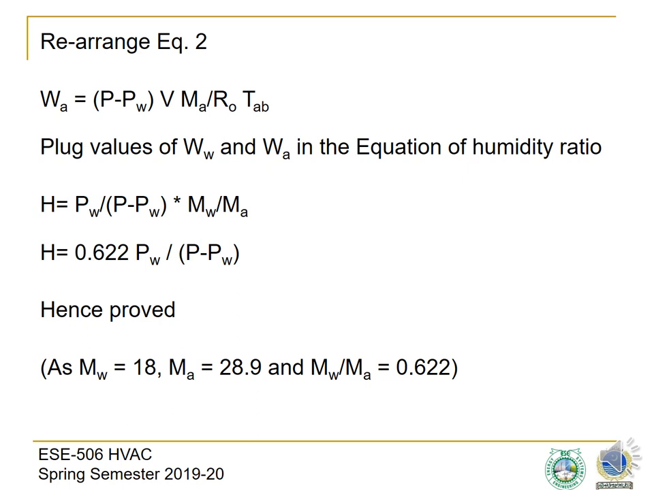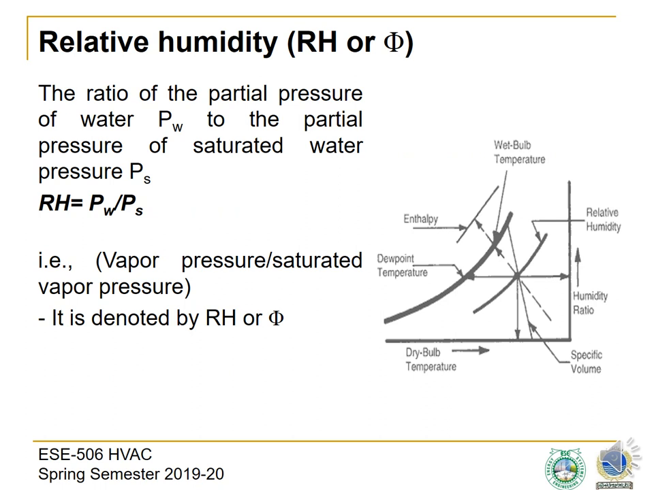Relative humidity is the ratio of the partial pressure of water vapor to the saturated water vapor pressure. So mathematically, relative humidity RH is equal to Pw over Ps, that is, vapor pressure divided by saturated vapor pressure. It is denoted by RH or capital phi. And in the figure on the right hand side, we can see that the relative humidity lines are just the curved oblique lines, and its unit is percentage.